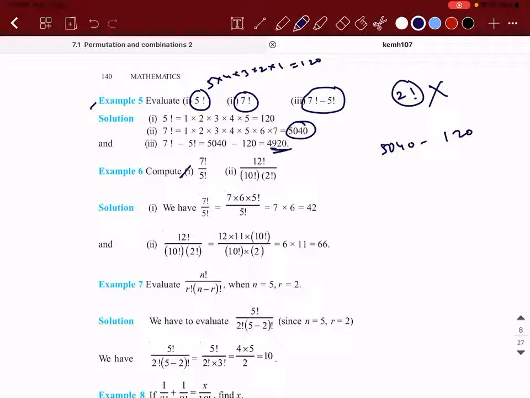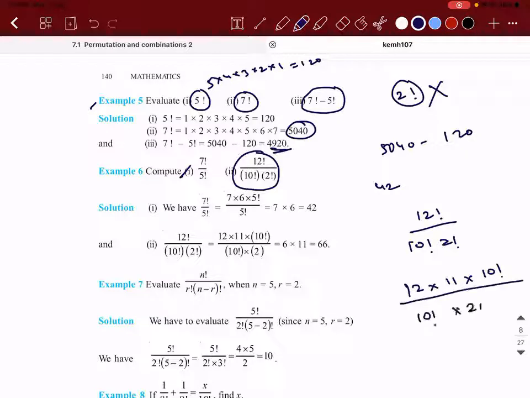So 7 factorial by 5 factorial, which is 42. 12 factorial by 10 factorial into 2 factorial. So when you're solving these factorials, you should start with the highest number and start decreasing. 12 into 11 into... stop with the number which is common in the denominator. So stop with 10 factorial divided by 10 factorial into 2 factorial. 10 factorial you can cancel. 2 factorial is 2. This will go 6. So your answer is 66.